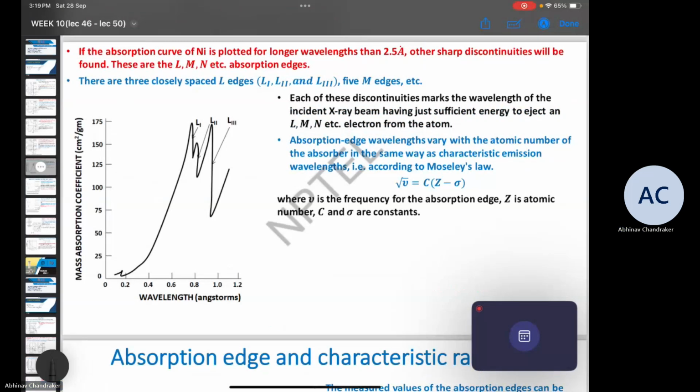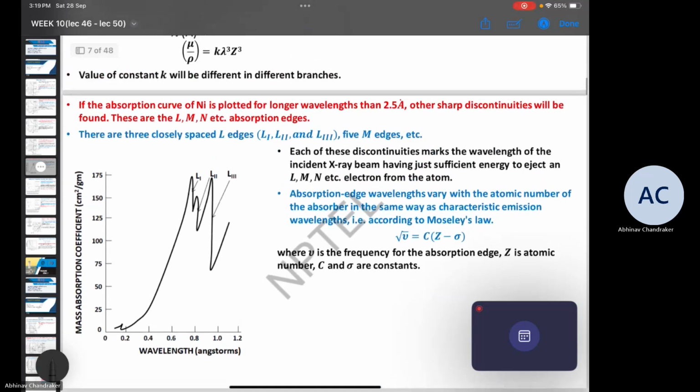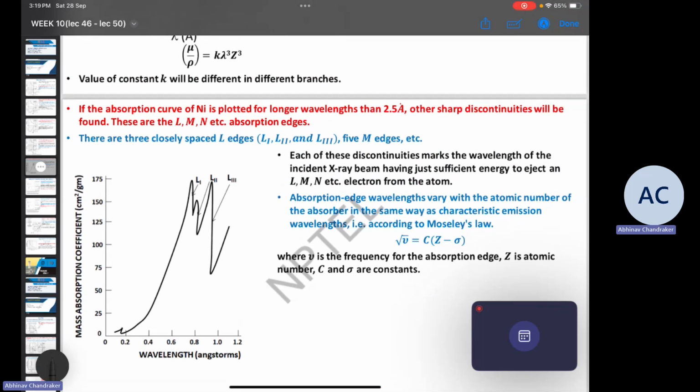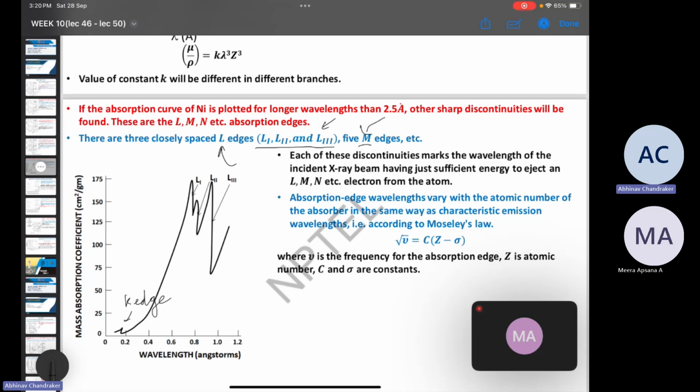Similar to the K absorption edge, which may be somewhere here, you can also have other absorption edges like L1, L2, L3, which are for the different orbitals within the L shell, and we can also have M edges similarly. So L basically refers to the second shell, M refers to the third shell.